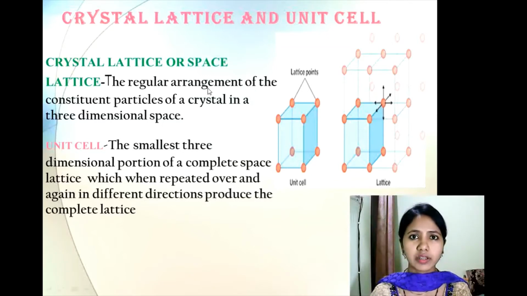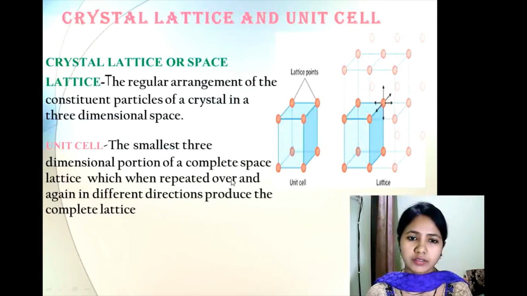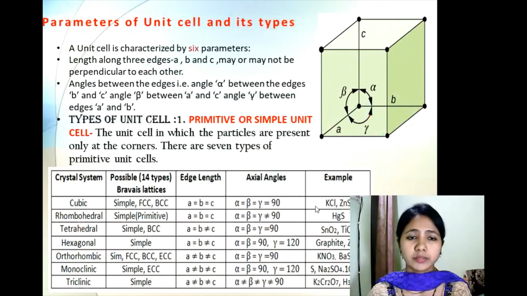I think it is now clear to you what a crystal lattice and a unit cell are. In simple words, a crystal lattice is a regular repeating arrangement of different points in space. Here the points are the atoms, ions or molecules, giving a definite geometry to a crystal. And the unit cell is the smallest portion of the crystal lattice which, when it repeats itself again and again, makes the entire crystal structure. So this is all about the crystal lattice and unit cell. Let's move on to the next topic.